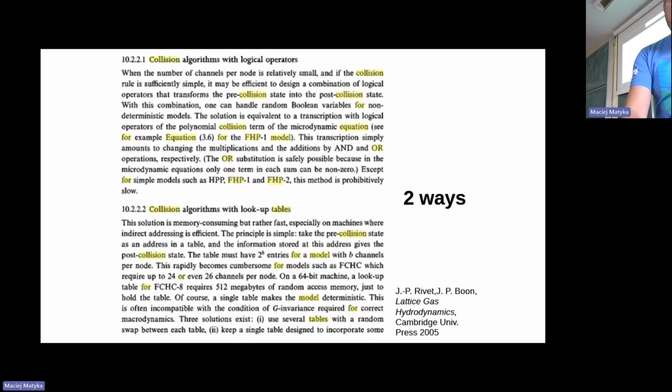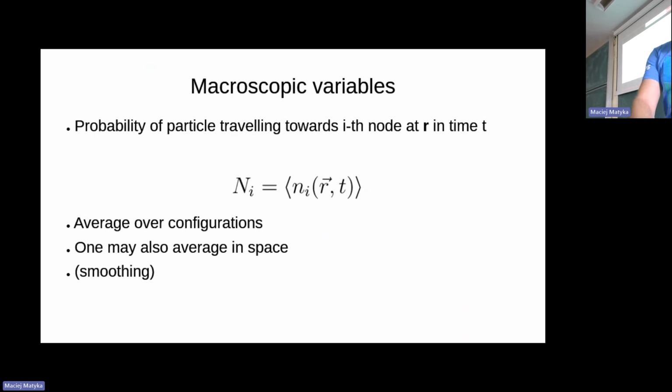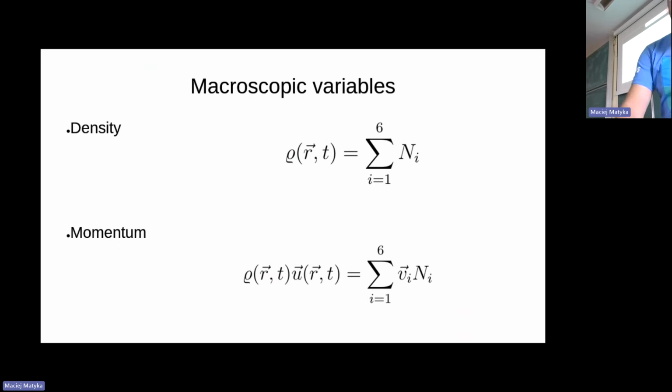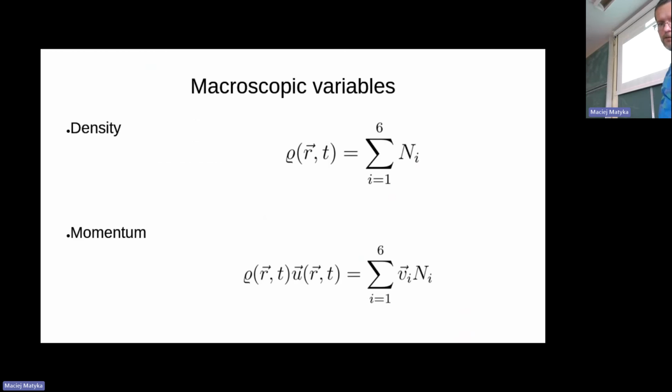And yeah, there are many ways to implement. We had our students very often use collision tables. But there can be also equations for dynamics of the model. This is in the book of Chopard and Droz. Sometimes when I have more time, I can even write on the blackboard the equations for it, because they are very interesting, because the collision rules can be implemented as equations of the FHP model, but this you can read in the paper. But this I recommend the paper from Cambridge I told you, for another way.